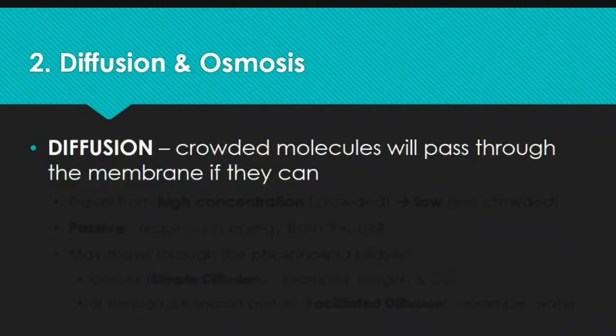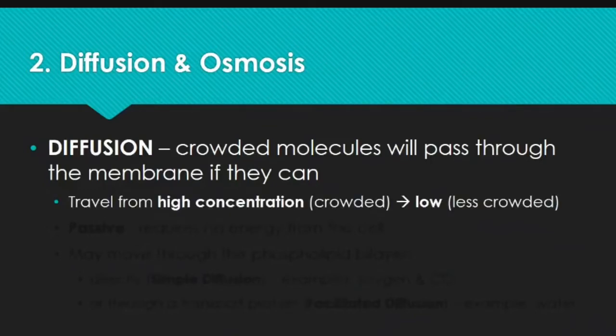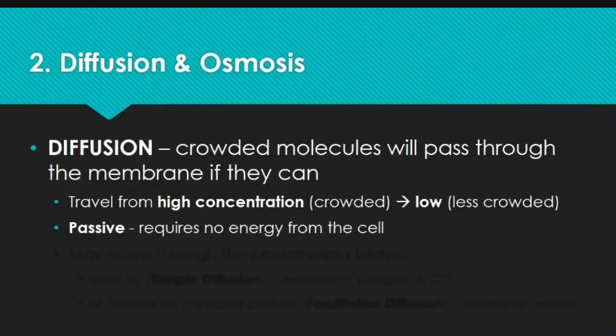So in biology, we're mostly interested in through membranes. So we say that molecules will travel, if they can, from a high concentration, crowded, to a lower concentration, less crowded, through a membrane. And when they do this, this is 100% passive. The cell doesn't have to invest any energy if a molecule is going to move that way anyway. The only way that the cell really has to get active about it is if that molecule needs to be moved the other way against the concentration gradient from low to high.